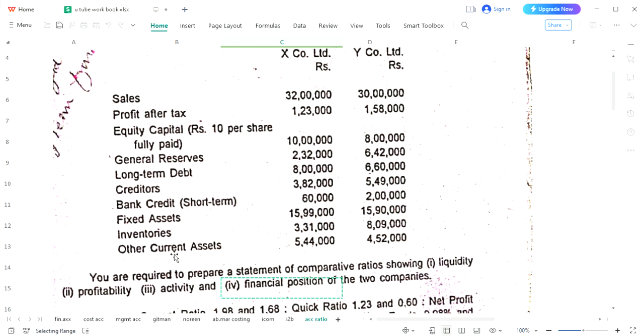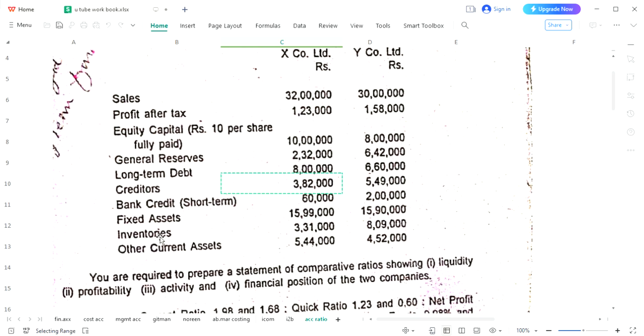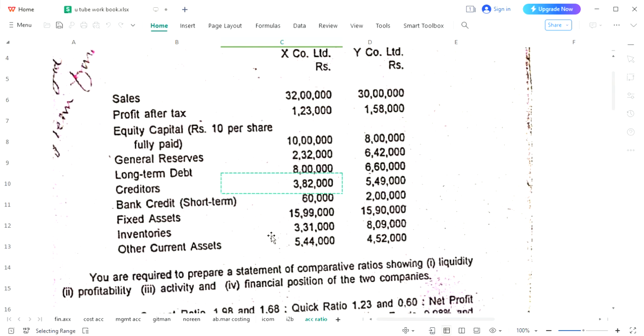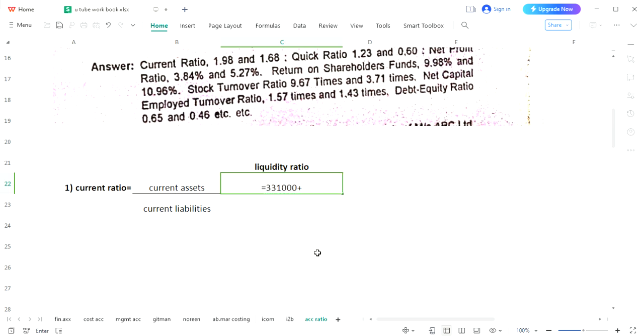Right now we need current assets. There are two elements, inventories and current assets itself. These are two items, current assets. So what we are going to do is just write down the amount. We have 331,000 as the first item, and then you need to put current assets, and that is 544,000. So guys, in this way our current assets are completed.